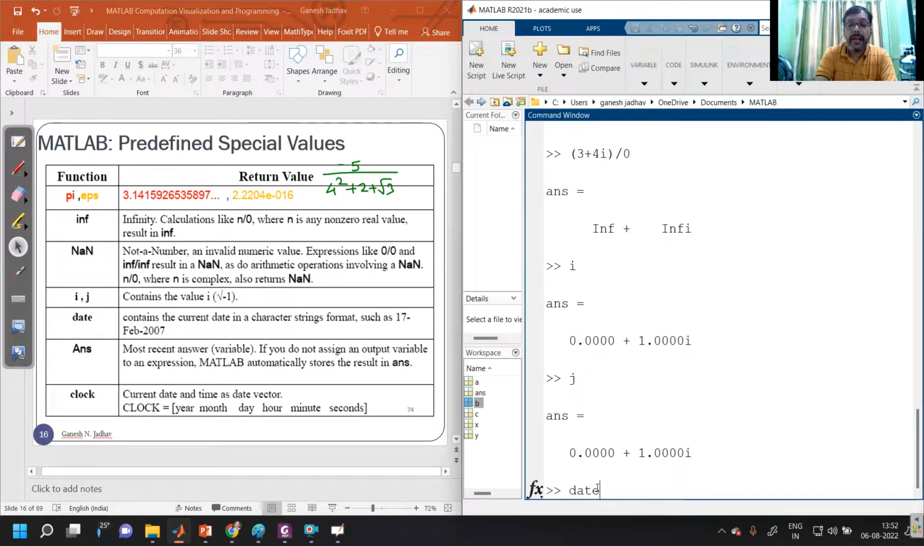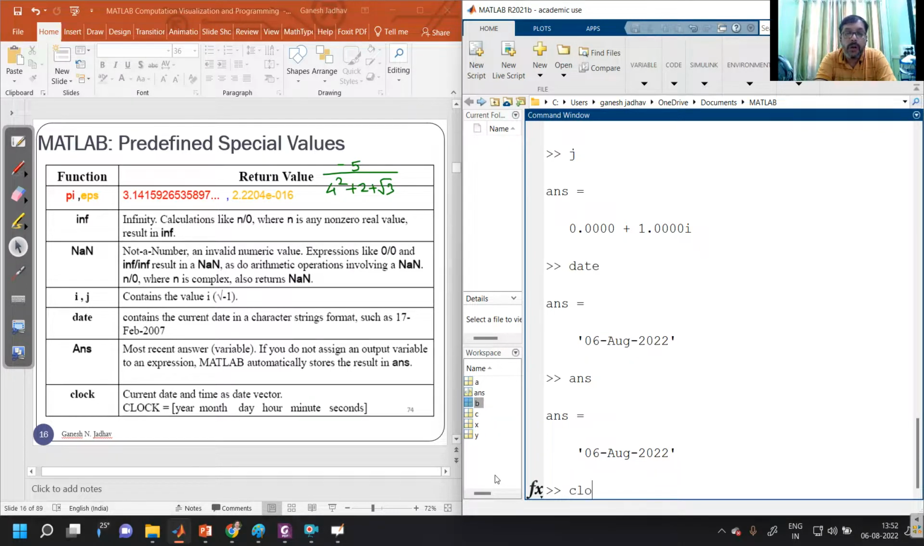If I type date over here, it will display today's date, see 6th August 2022. If I type ANS, the latest answer will be displayed. So what is the latest answer? 6 August 2022. The latest answer is displayed, whatever is inside ANS.